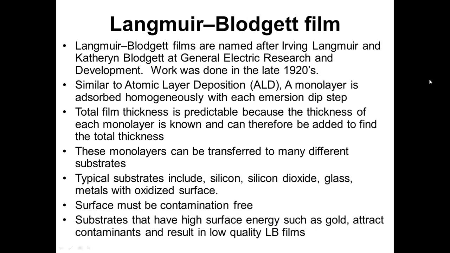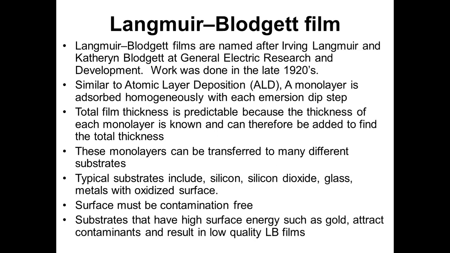Langmuir-Blodgett films are named after Irving Langmuir and Katharine Blodgett at General Electric Research and Development. The work was done in the late 1920s. It's similar to atomic layer deposition, as I mentioned. A monolayer is adsorbed homogeneously with each immersion step. The total film thickness is predictable because the thickness of each monolayer is known and can therefore be added to find the total thickness. These monolayers can be transferred to many different substrates. Typical substrates include silicon, silicon dioxide, glass, and metals with oxidized surfaces. Naturally, the surface must be contamination-free.